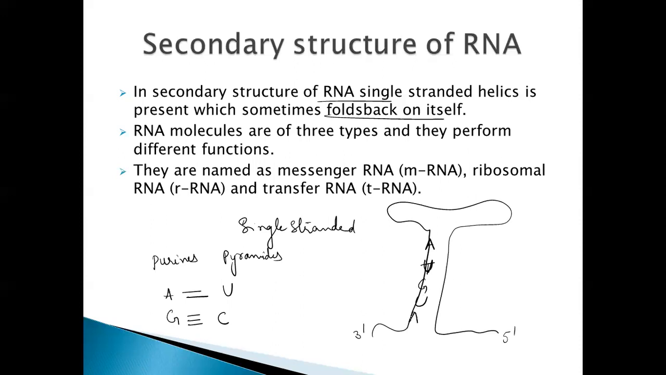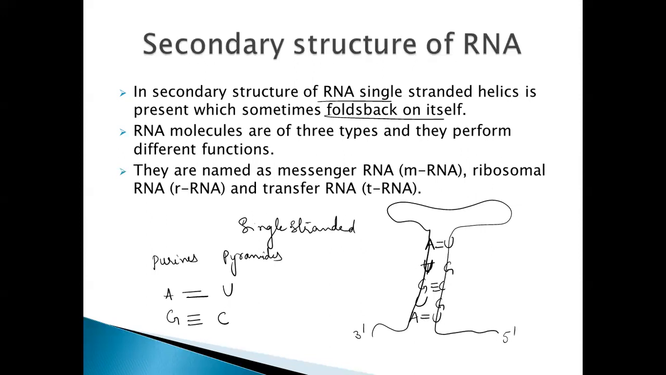So A, if there is U, the pairing occurs. U, if there is A, the pairing occurs. If it's some other G, no pairing. Again, if it is C, the pairing occurs. U, if there is A, pairing occurs. If there is something else, no. That is fine. So A, again U, pairing occurs. So this is how you see here.